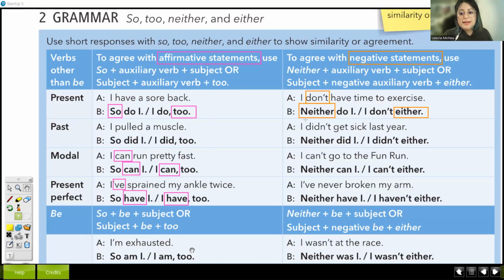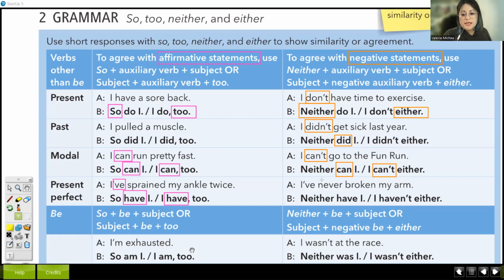In the past form, "I didn't get sick last year." You still have the same options, but with the auxiliary verb of the past: "neither did I," "I didn't either." For modal verbs, you have the modal verb in a negative form. "I can't go to the fun run." In your answer, you're going to have can, so "neither can I," or "I can't either."